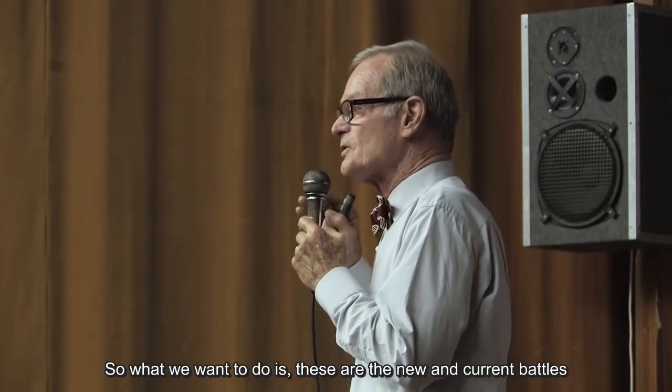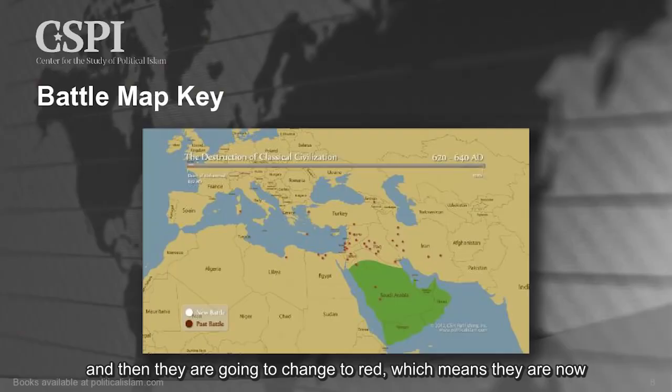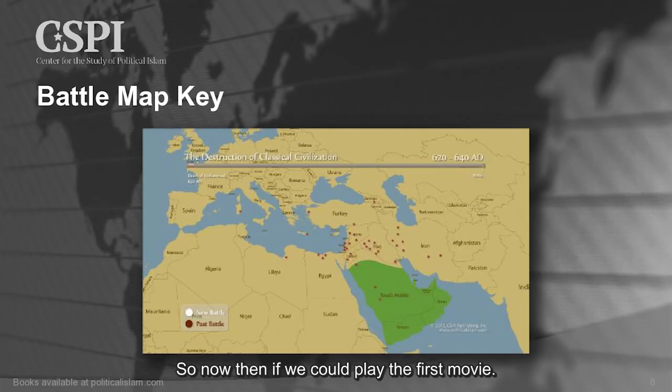So what we want to do is, these are the new and current battles, and then they are going to change to red, which means they're now in history. So we're going to build up with every 20 years an overlay of all these 548 battles. So now then, if we could play the first movie.